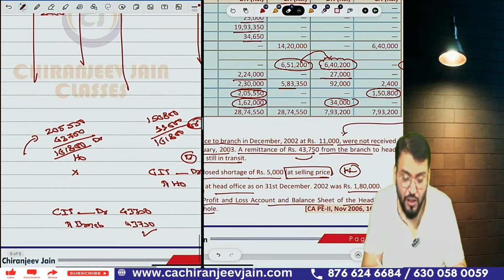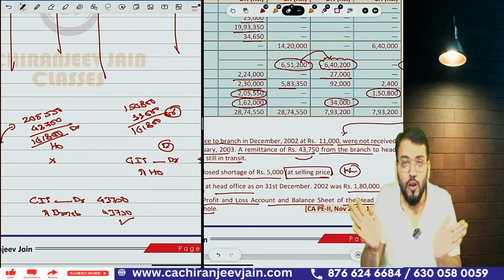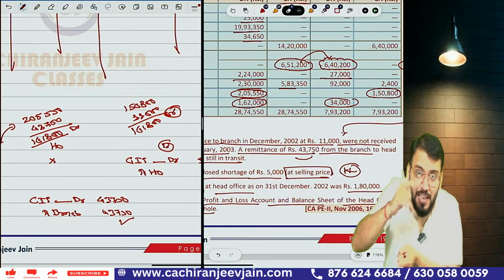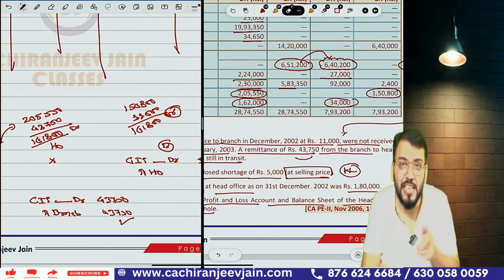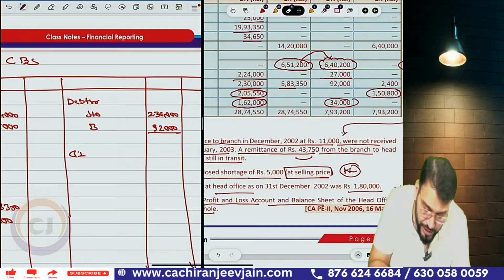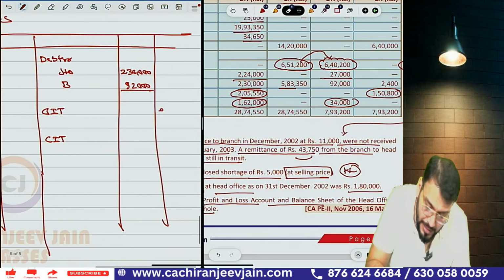So now it has been reconciled. After the reconciliation entry, it will automatically be reconciled, and the branch account and HO account will not come in CBS. But you can see this GIT and CIT will come. So we need to write down how much GIT, goods in transit, and how much CIT, cash in transit. GIT is coming how much? 11,000, directly you can write it down in the outer column.